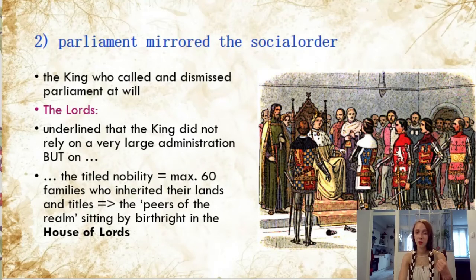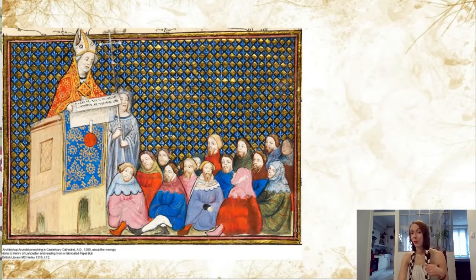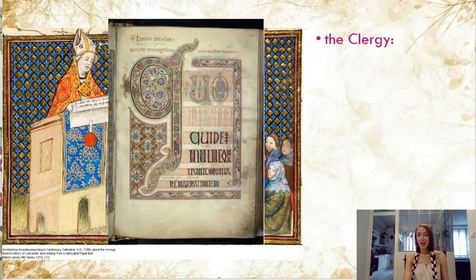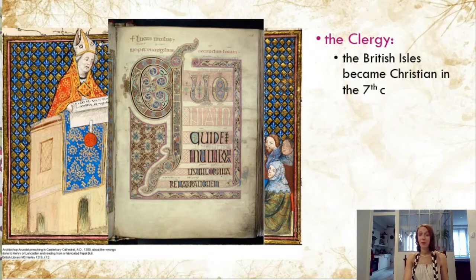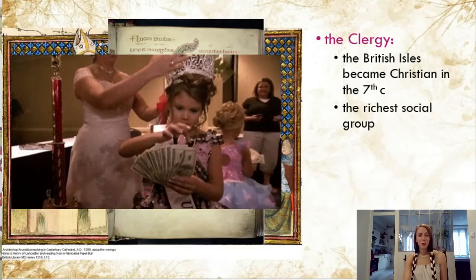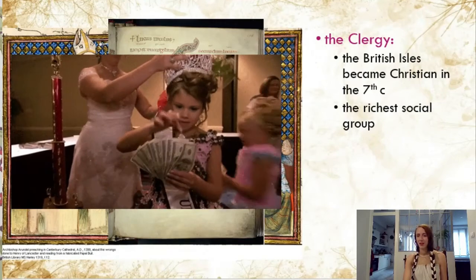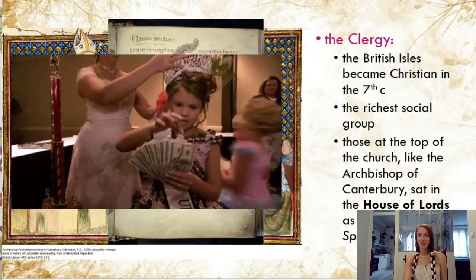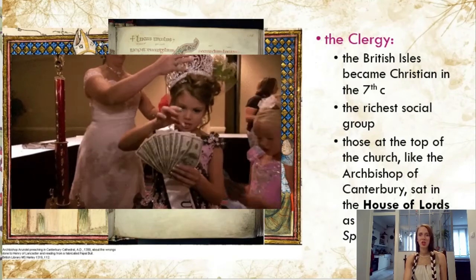Only the monarch could create peerages. To be given a peerage means that you become être anobli in French. You had the lords on the one hand. What else could we mention? Of course, the clergy. Remember that the British Isles became Christian in the 7th century. It was the richest social group in the country. And those at the top of the church, like the Archbishop of Canterbury, sat in the House of Lords as the Lords Spiritual.